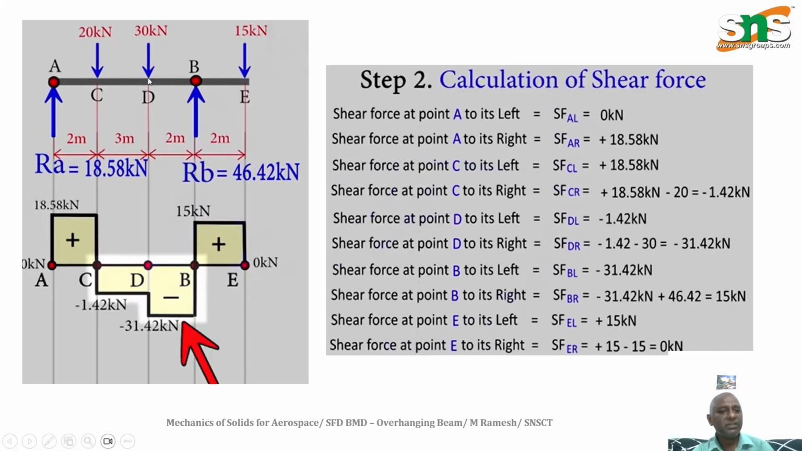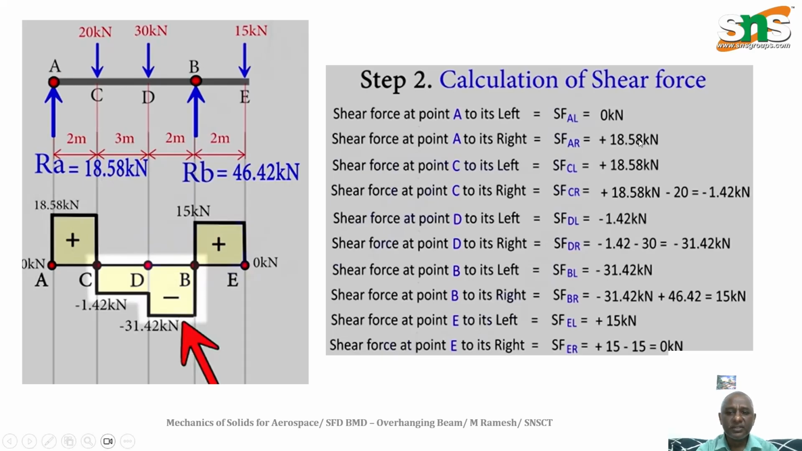Shear force means you have to add the values, point loads directly with the sign convention. Left up is positive, right down is positive. Let's take the left side, so towards the upward side. Toward up, left up, that is positive. So RA is equal to 18.58.